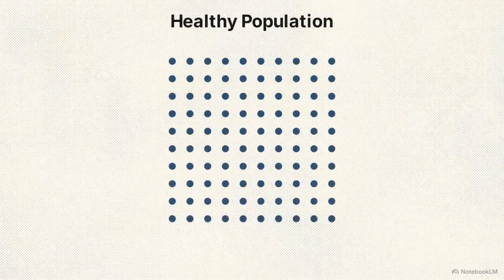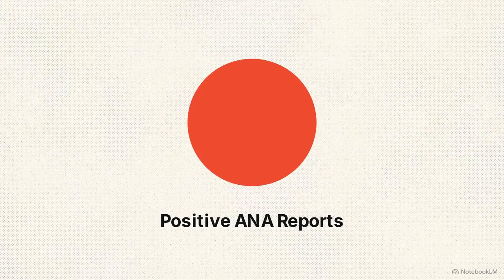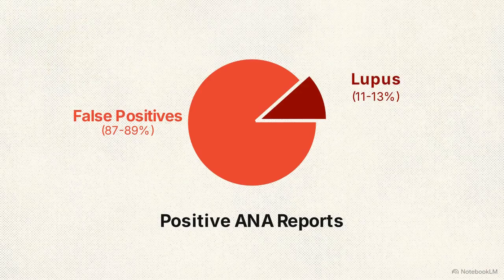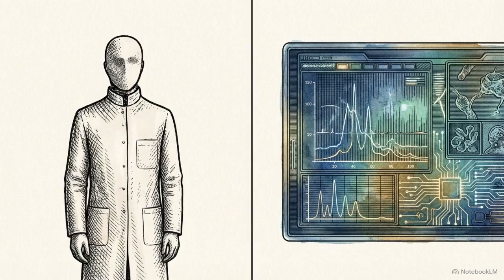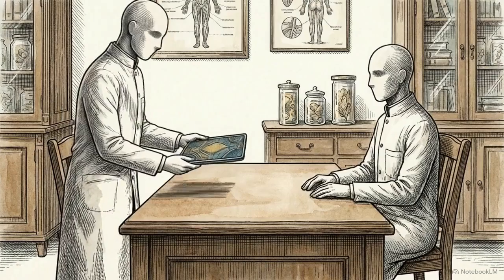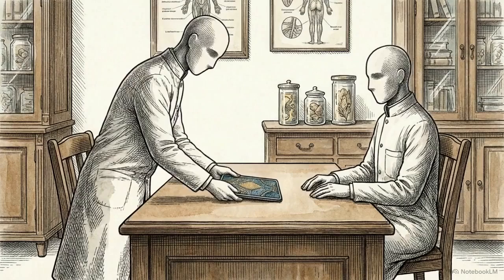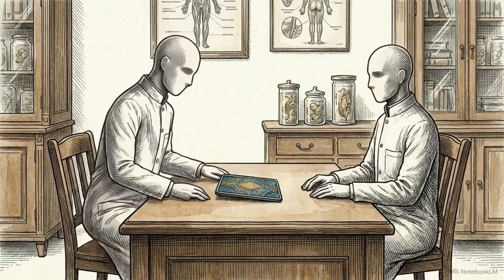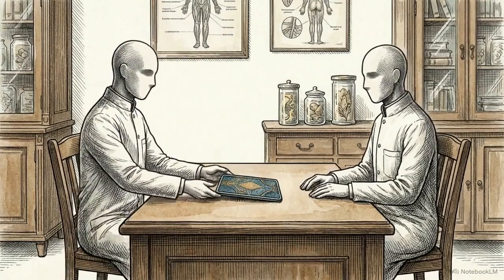But here is the epidemiological trap. Up to 15% of healthy individuals will also trigger a false positive ANA test. The mathematical reality is stark. Of all positive ANA reports, only 11 to 13% actually have lupus. Evaluating a highly sensitive screening test without factoring in the patient's actual clinical symptoms is a statistical trap. Sensitivity is not specificity. This defines the physician's ultimate role. You do not blindly treat the lab report. You apply pre-test probability to the assay's architecture.